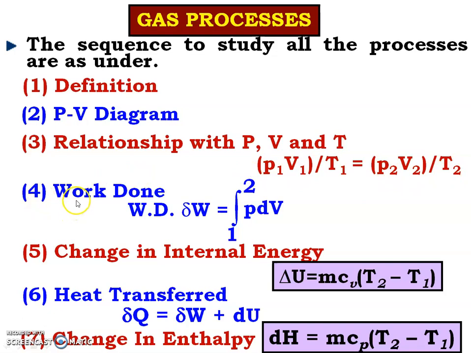The next one is derive the equation of work done, and the basic or the starting point to derive the equation of work done is delta W equals integration 1 to 2 PdV. Change in internal energy delta U is equals to mCV delta T. Heat transferred from first law of thermodynamics delta Q is equals to delta W plus delta U. And last is change in entropy, that is delta H is equals to mCp delta T.